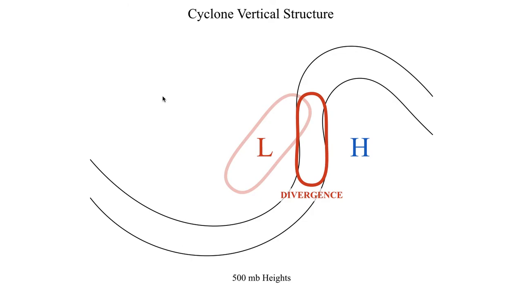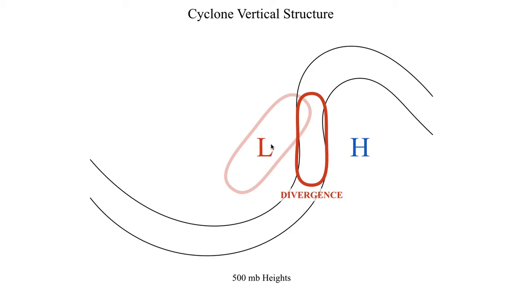Typically, the surface pattern evolves a lot more slowly than the upper air pattern, because friction plays an important role in the surface pattern, whereas in the upper air pattern, friction is not as important. So the upper air pattern tends to evolve a lot more quickly. As a result, as this trough ridge system evolves, this typically shifts the area of upper level divergence away from the cyclone at the center. And as this occurs, this tends to result in a vertically stacked cyclone.